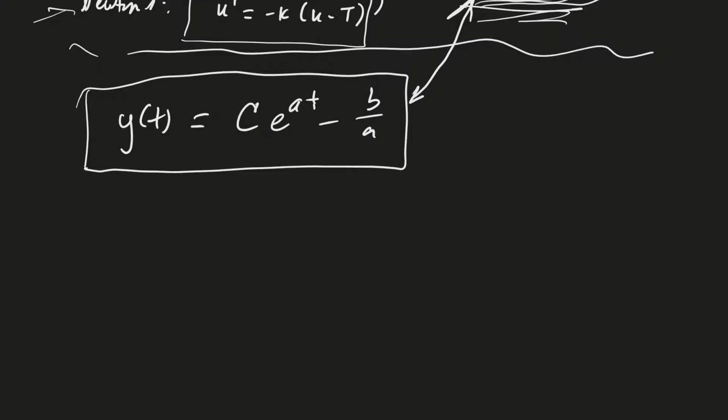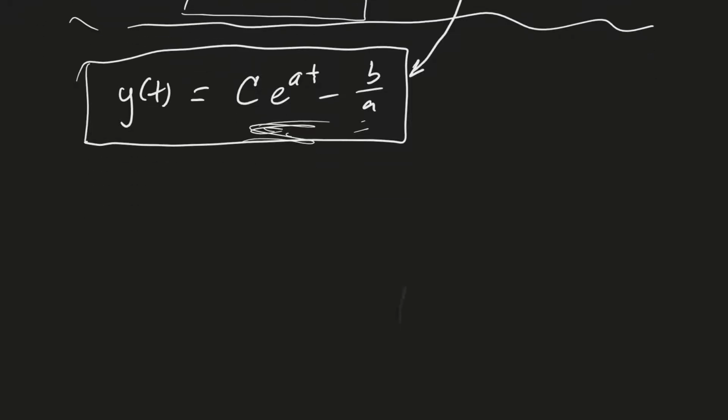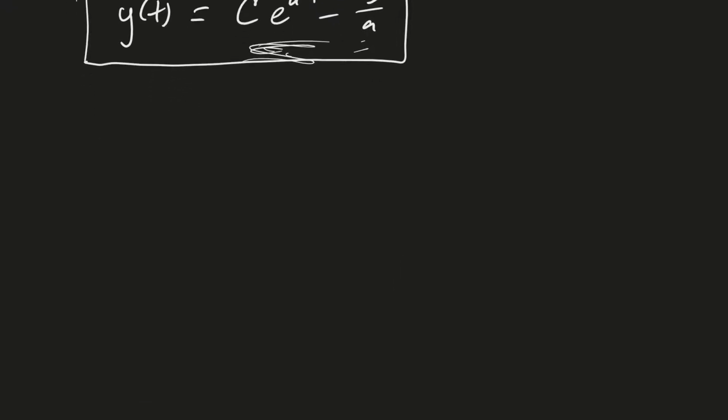In the last video, we took a look at solving y prime equals ay plus b, and I just wrote down what the solution was. In this video, I just wanted to say why this is the solution, and also maybe solve a couple of differential equations using this. Okay, so why is this the solution first?